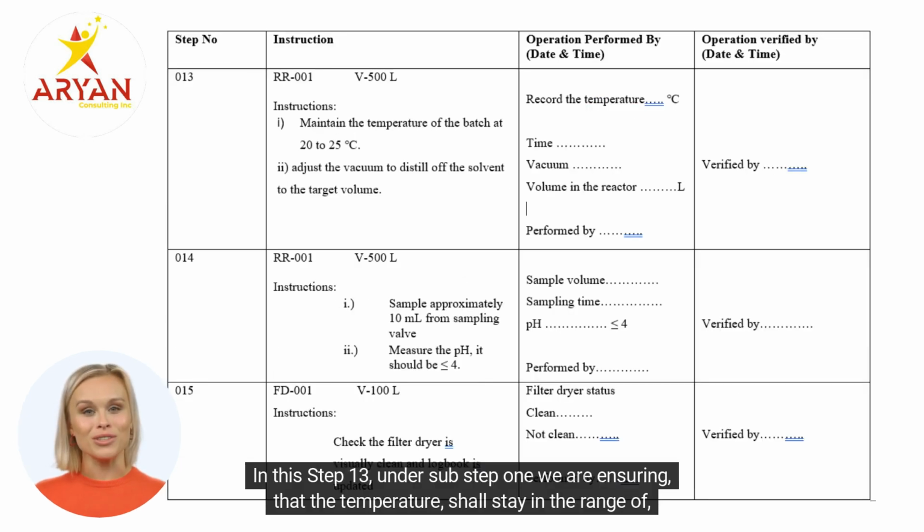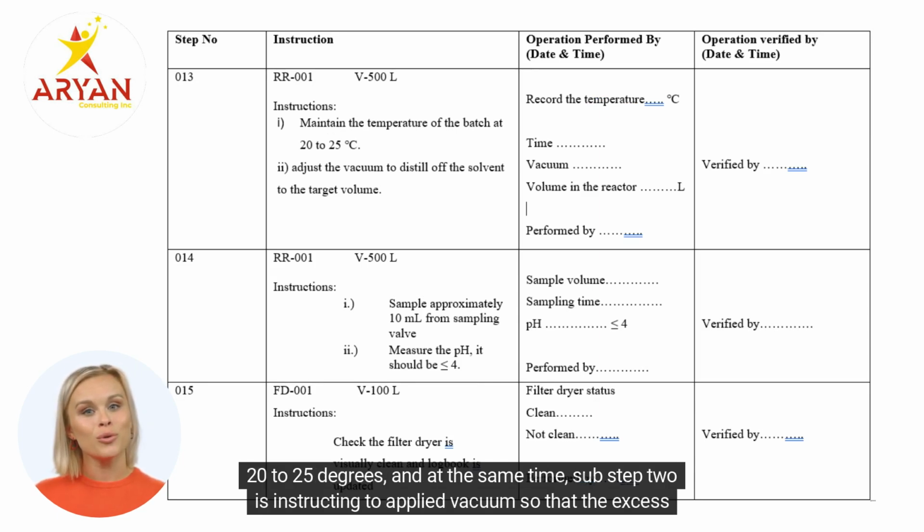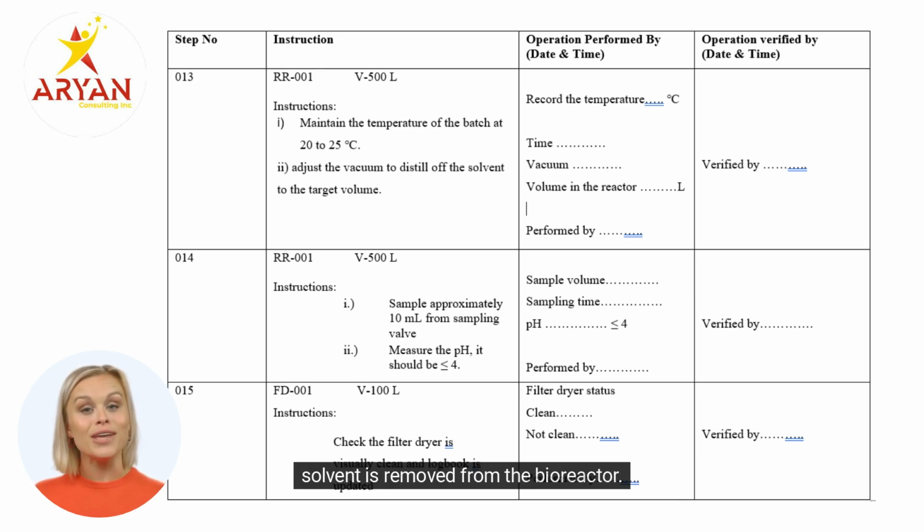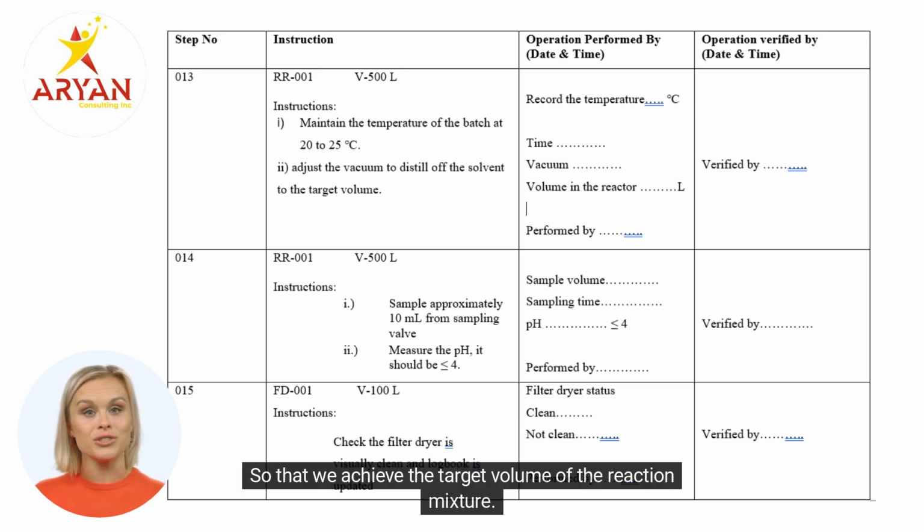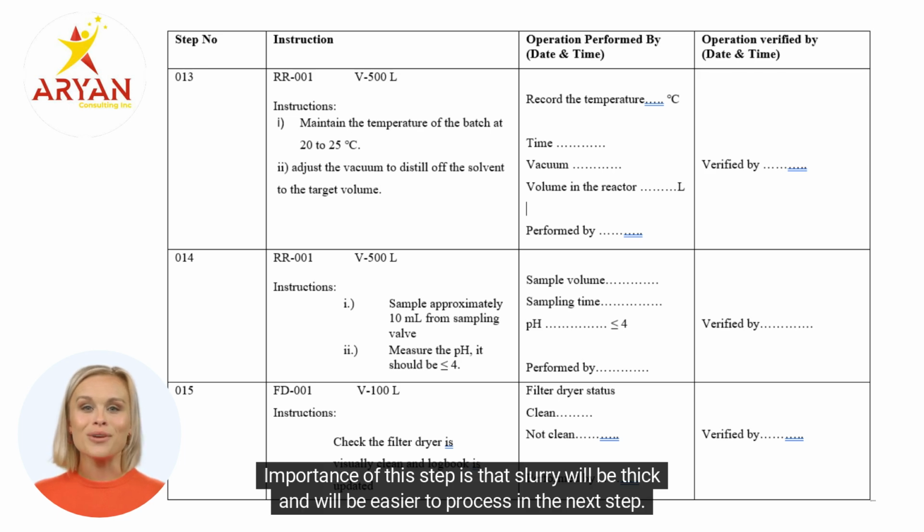In this step 13, under sub-step 1, we are ensuring that the temperature shall stay in the range of 20 to 25 degrees, and at the same time, sub-step 2 is instructing to apply vacuum so that the excess solvent is removed from the bioreactor, so that we achieve the target volume of the reaction mixture. Importance of this step is that slurry will be thick and will be easier to process in the next step.